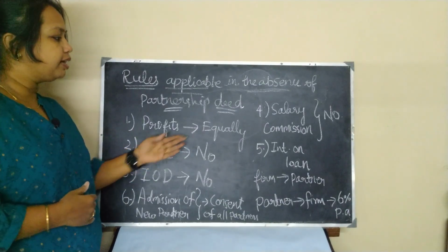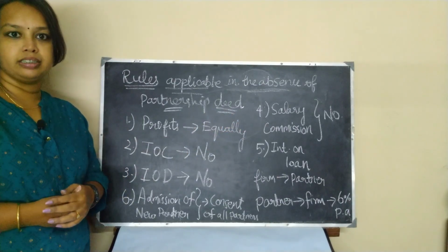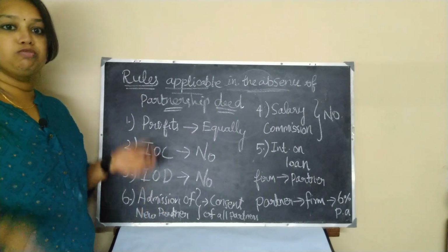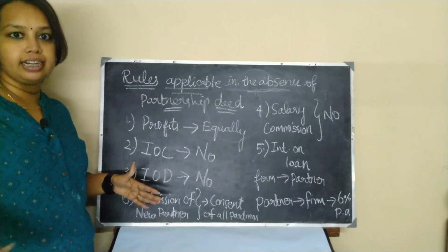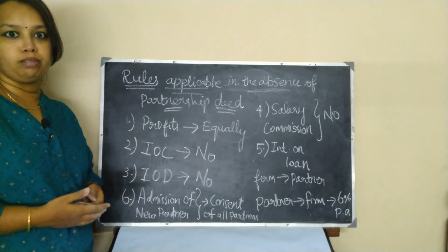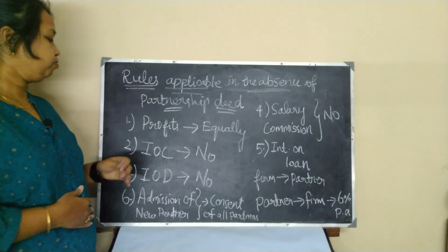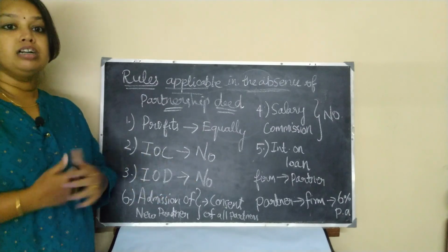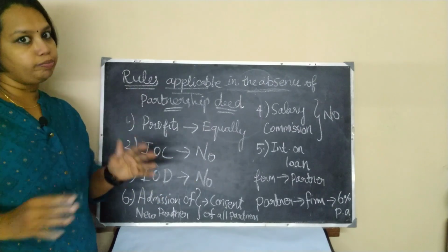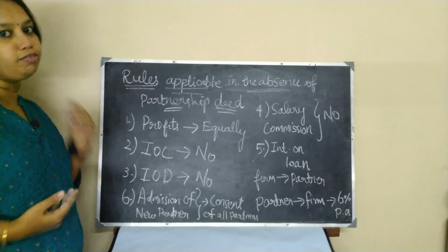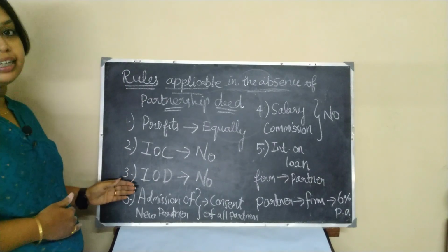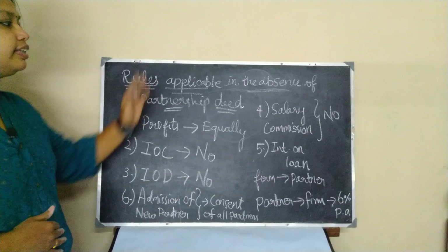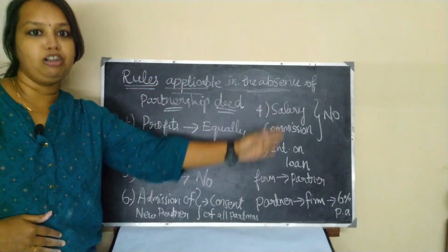Profits must be shared equally among the partners. Whether there are 2 partners or 4 partners or 10 partners, whatever profit comes, they will share equally irrespective of the capital contributed by the partners. Coming to IOC, IOC means interest on capital. Interest on capital will not be charged in the absence of a partnership deed, and similarly, interest on drawings will also not be charged. In the same way, there is no salary and no commission.